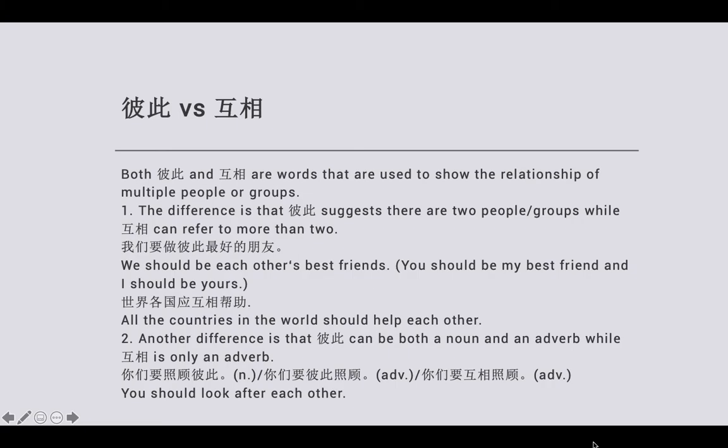But the difference is that 彼此 suggests there are two people or two groups, while 互相 can refer to more than two. For example, 我们要做彼此最好的朋友. We should be each other's best friends. And here, there are only two people. It's you and me. You should be my best friend, and I should be yours as well.